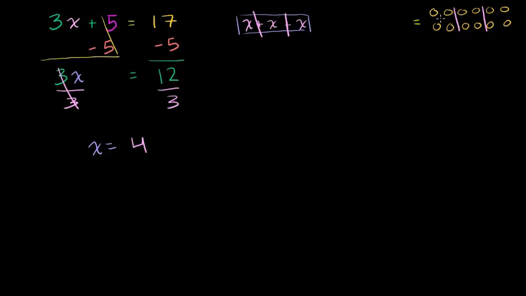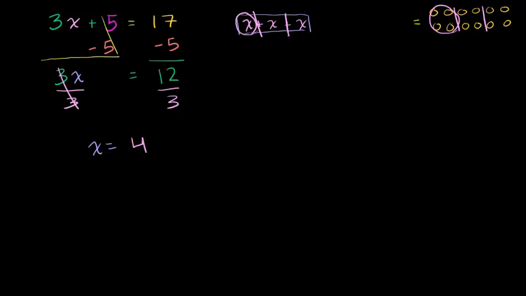And you get that exact same thing over here. When you divided 3x into groups of 3, each of the groups had an x in it. And we divided 12 into groups of 3. Each of the groups has a 4 in it. So x must be equal to 4. x is equal to 4.